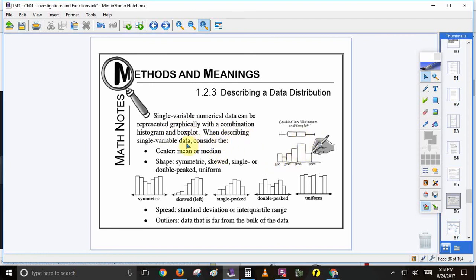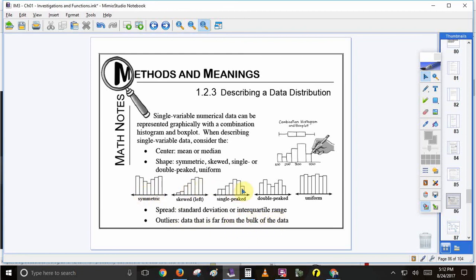When describing single variable data, consider the center, which is the mean or median, and the shape. Is it symmetric? Is it skewed, which means is more of it to the left or more to the right? Is it single or double peaked? Is it uniform? How spread out is it? What's the interquartile range? What's the standard deviation? And are there outliers that are far from the bulk of the data?